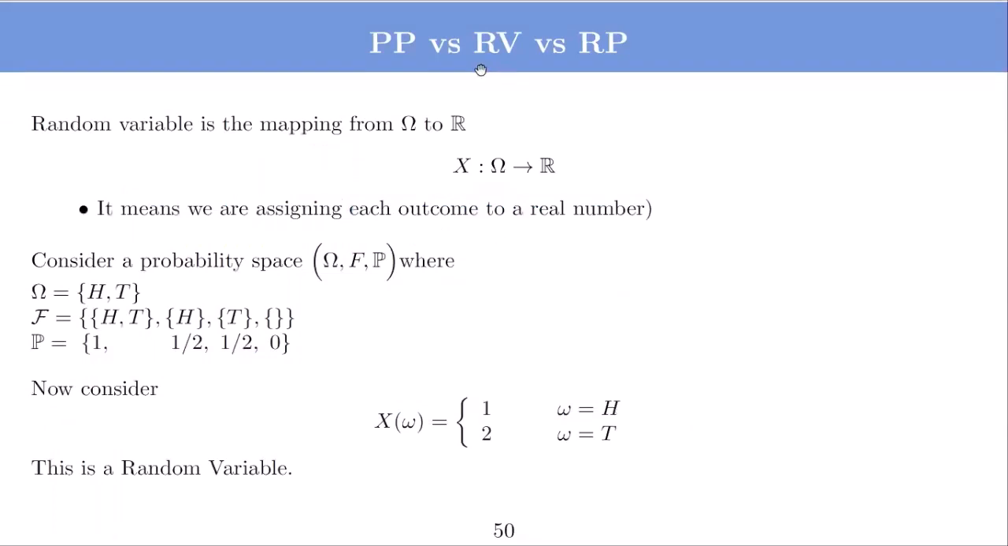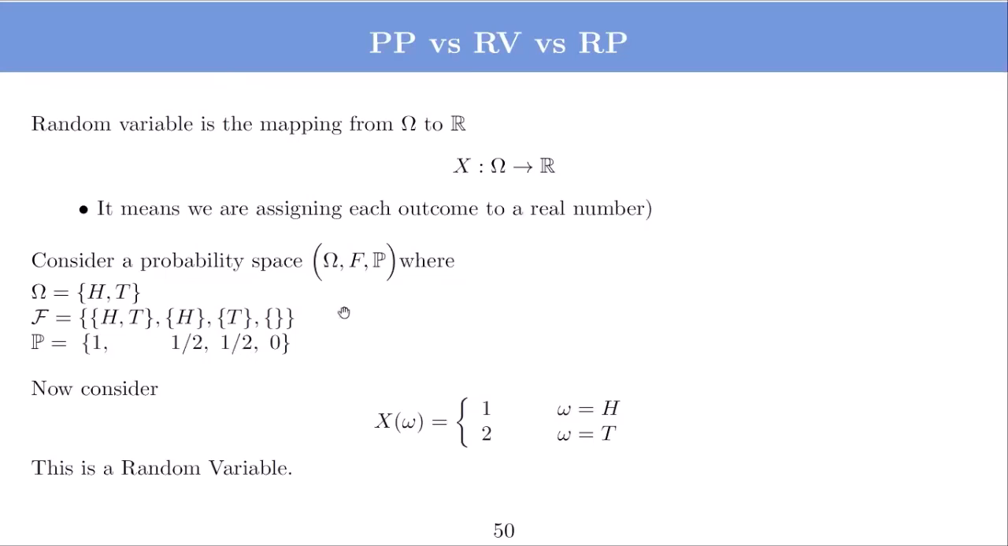So now, if I talk about the random variable, what is the random variable? A random variable is the mapping from omega, the sample space, to R, which means it takes each outcome and assigns a number to it, right?